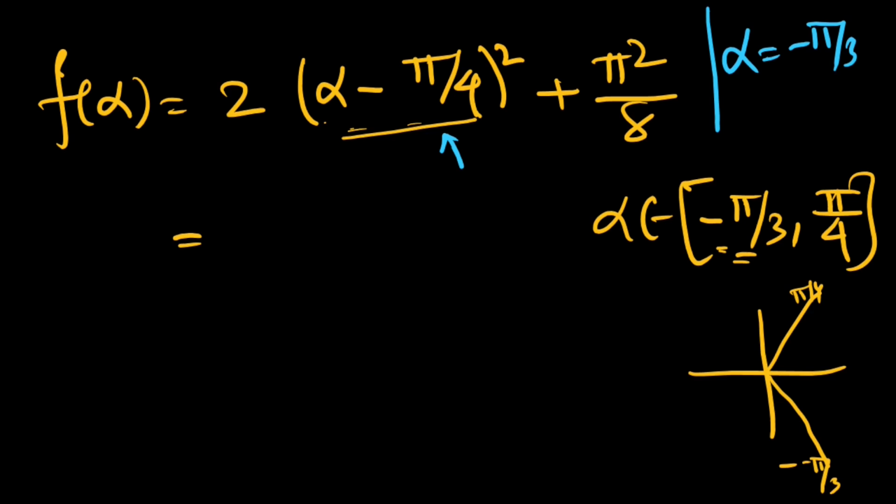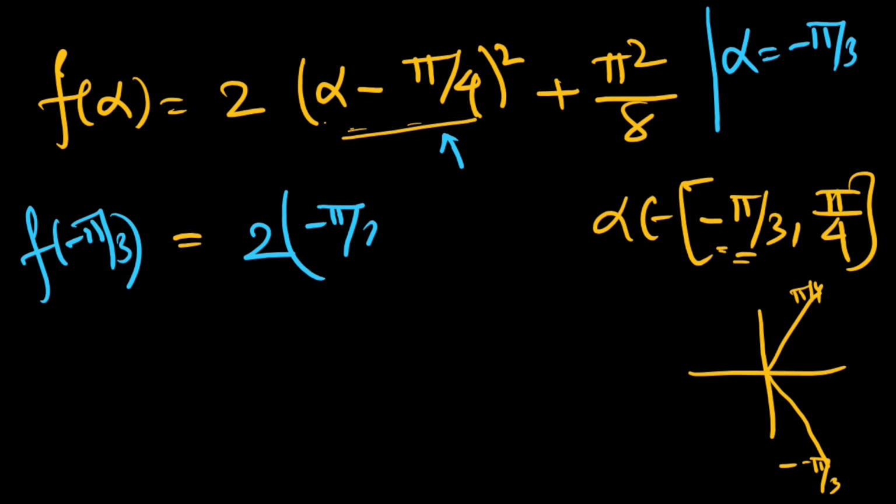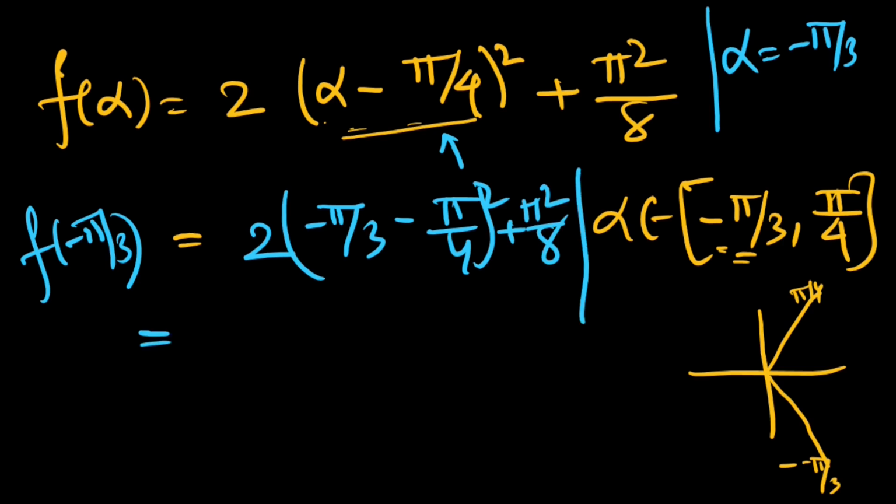So we choose alpha is equal to minus pi by 3. So f of minus pi by 3 is 2 times (minus pi by 3 minus pi by 4) whole square plus pi square by 8. Now we calculate this term.